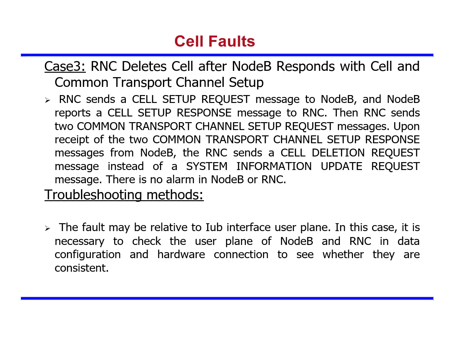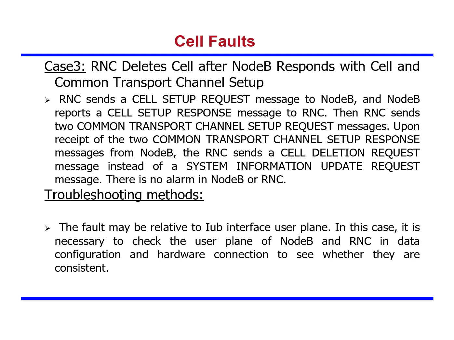Case 3. RNC deletes cells after Node B responds with cell and common transport channel setup. RNC sends a cell setup request message to Node B, and Node B reports a cell setup response message to RNC. Then RNC sends two common transport channel setup request messages. Upon receipt of the two common transport channel setup response messages from Node B, the RNC sends a cell deletion request message instead of a system information update request message. There is no alarm in Node B or RNC.